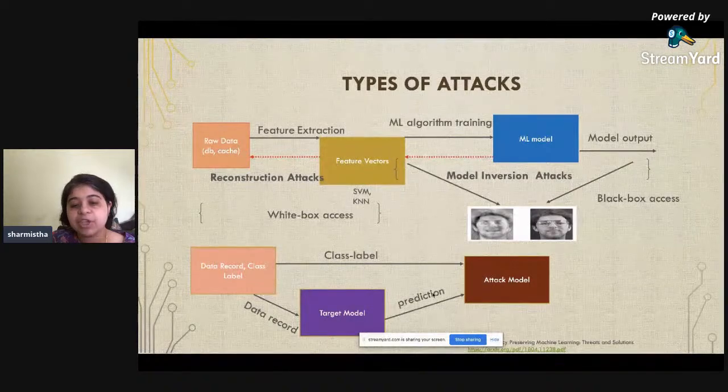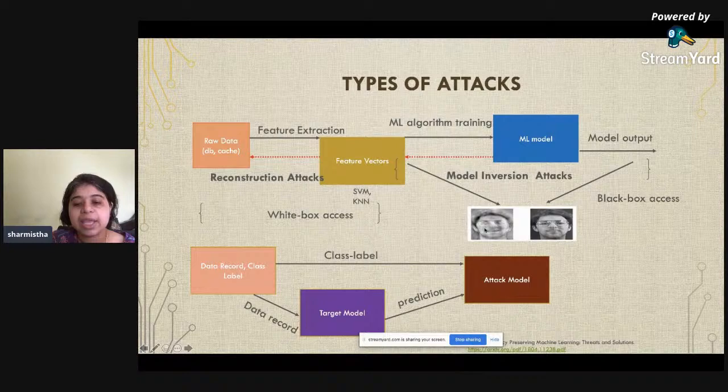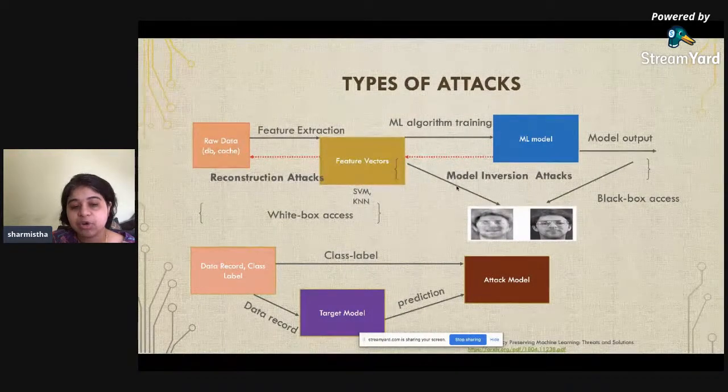He will use this prediction and the class label, the label that the data is predicted as for a classification, and then he will train a separate attack model. He will then use this attack model to attack and try to recover the actual data set, which data corresponds to which class, and more information on the ML data set, the actual raw data set.